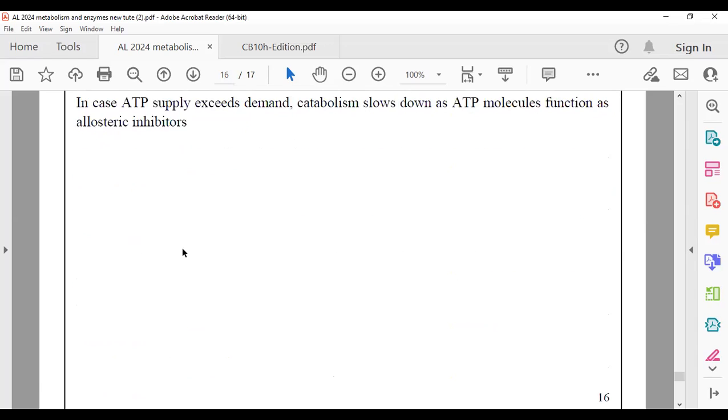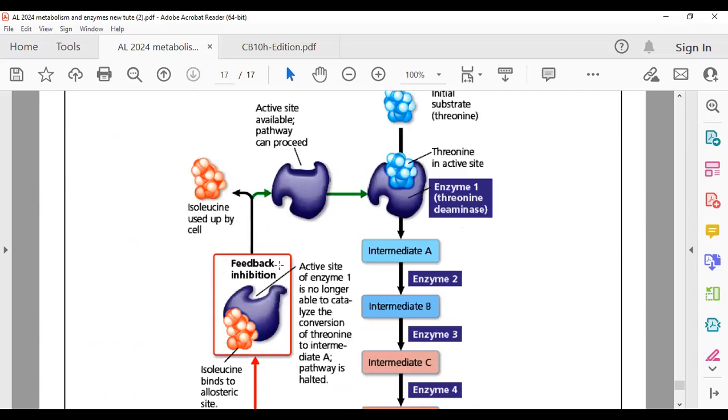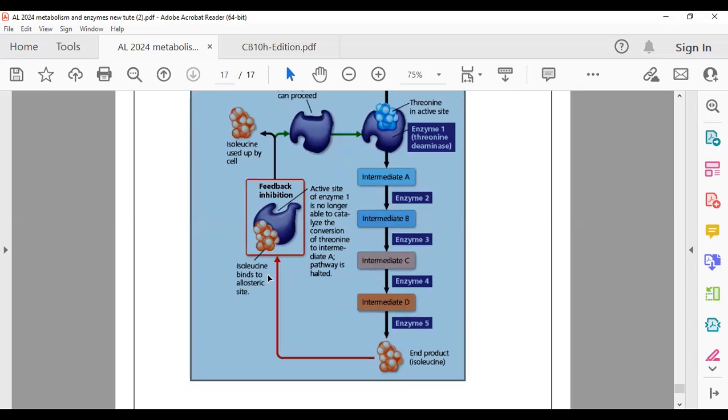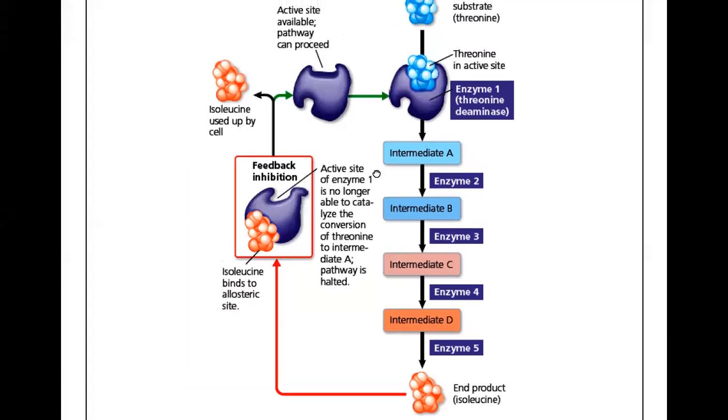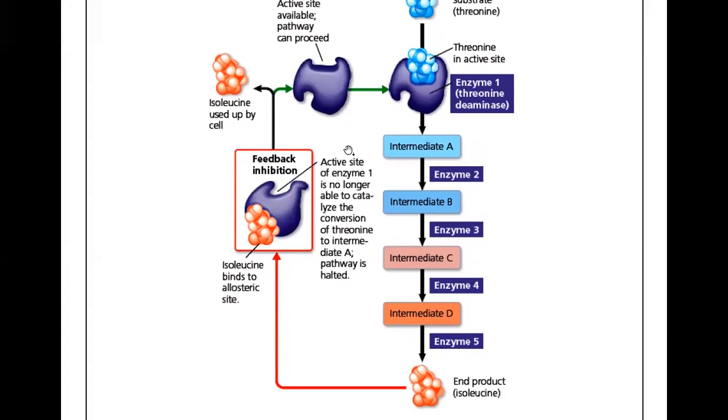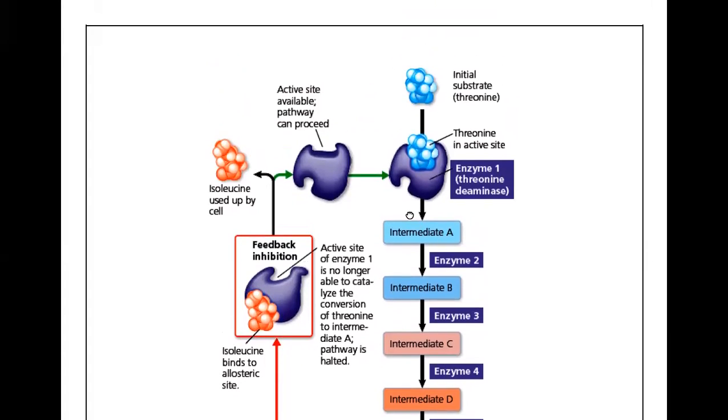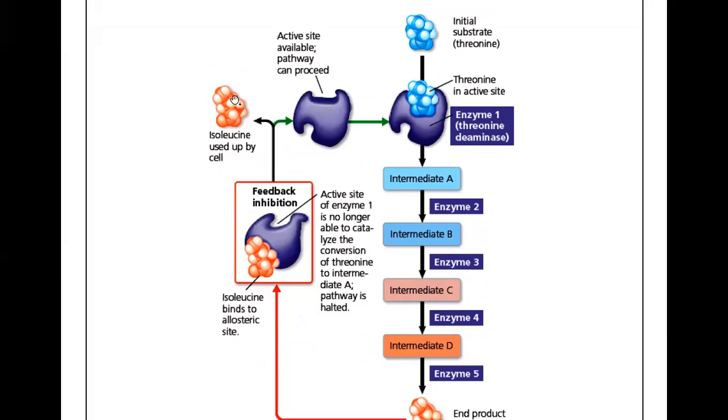Feedback inhibition. In feedback inhibition, now see, this is not the syllabus example, just a diagram to give you an idea. Can you see this is a metabolic pathway? What is the initial substrate? Not in syllabus, don't worry. Understood? Yes, sir. Here the product is, what is it?